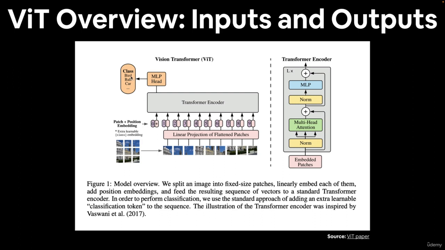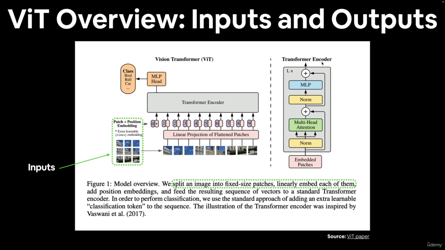However, in our case, what classes might we have there? We're going to see that later on, but let's just map inputs we've got here. So this is our input. We split an image into fixed size patches. A little bit of a clue there. How do we do that? Linearly embed each of them and add position embeddings. What's a linear embedding? What's a position embedding? Don't worry, we're going to cover all this later on. And feed the resulting sequence of vectors to a standard transformer encoder.